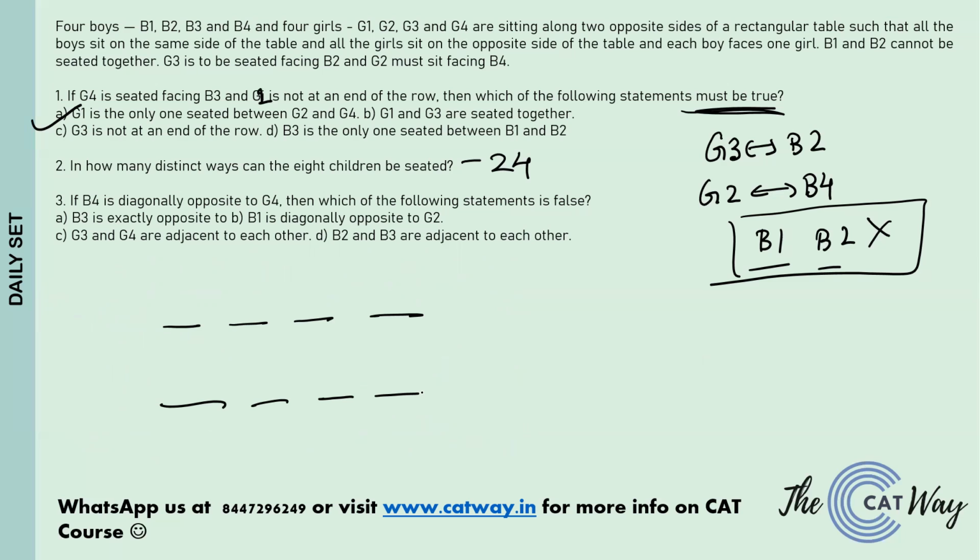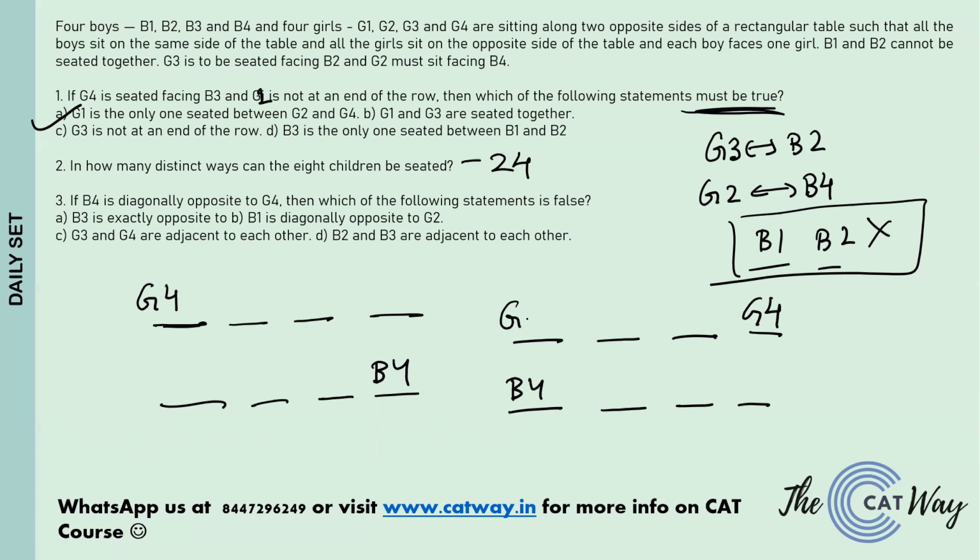If B4 is sitting diagonally opposite, so it is talking about diagonally opposite. That means either G4 is here and B4 is over here, or the second case could be where B4 is here and G4 is over here. So these are the two cases that we initially have. In both these cases, G2 would be over here. Now this is done.